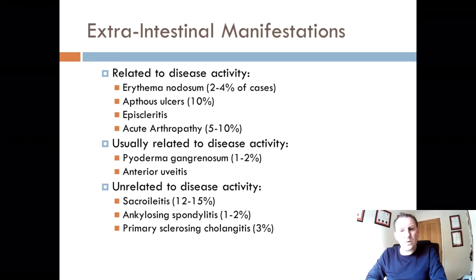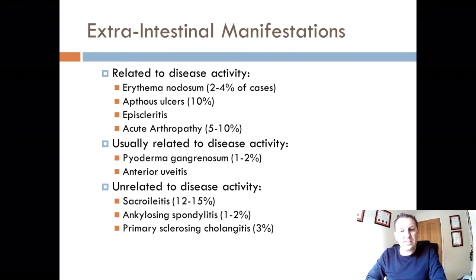Episcleritis is one form of red eye and needs to be diagnosed by the ophthalmologist. And acute arthropathy, this is an inflammatory arthropathy, a bit like rheumatoid arthritis, with particular pain and stiffness that then get better with activity. Again, this is quite common, and it tends to get better when the bowels get better. Those conditions that are usually related to disease activity are pyoderma gangrenosum and anterior uveitis.